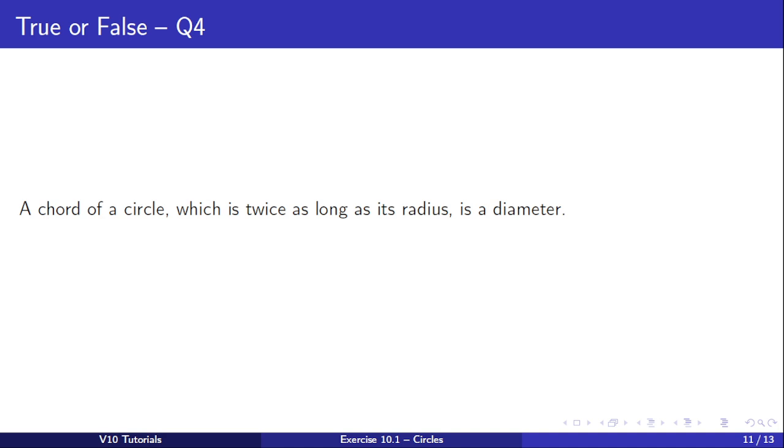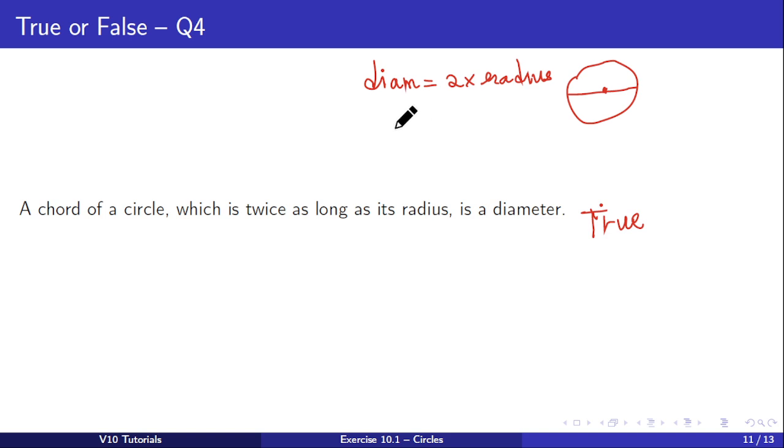Next one, question number 4. A chord of a circle which is twice as long as its radius is the diameter. So if the radius is here and you double up the radius, do you get a diameter? Yes, double of the radius is the diameter because I had given one formula. Diameter is equal to 2 times radius of a given circle. So if you double up the radius, obviously you are getting the diameter. So the chord which is twice as long as its radius is a diameter. This is a true statement by definition of the diameter by this formula.